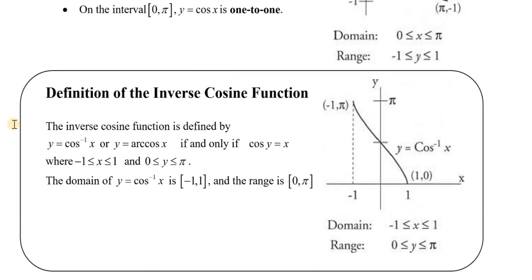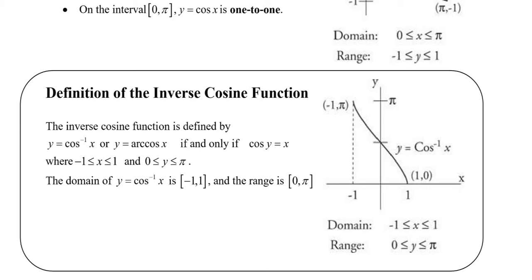The inverse cosine function is defined by y equals cosine to the -1 of x, or inverse cosine is how you would read that, or arc cosine of x, if and only if the cosine of y equals x, where x is between -1 and 1, and y is between 0 and pi. So the domain of the inverse cosine is -1 to 1, and the range is 0 to pi. That is, again, the opposite of what it was for the cosine function itself.